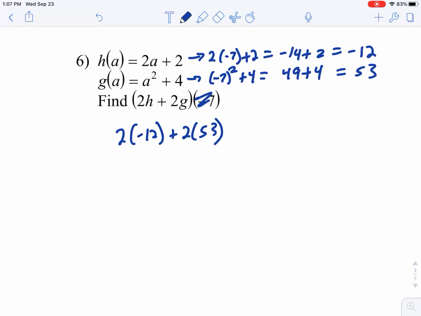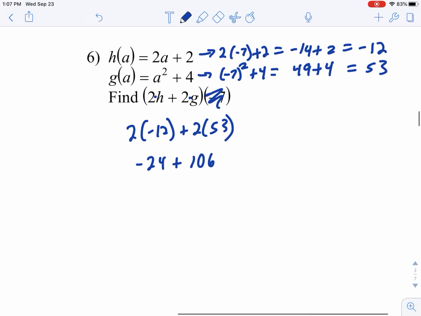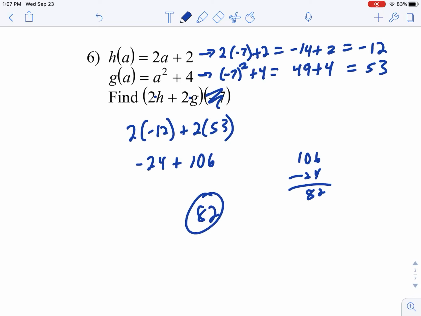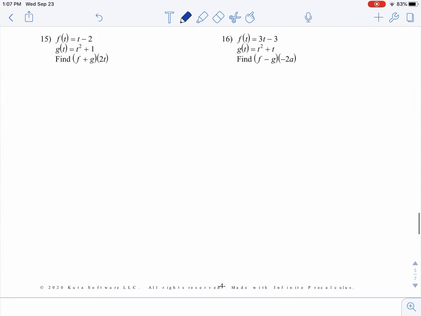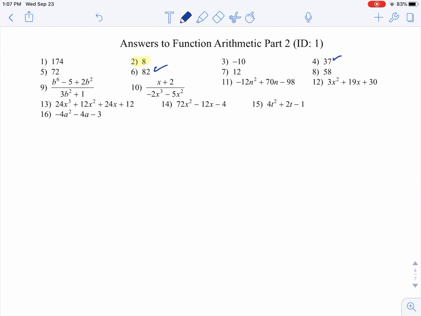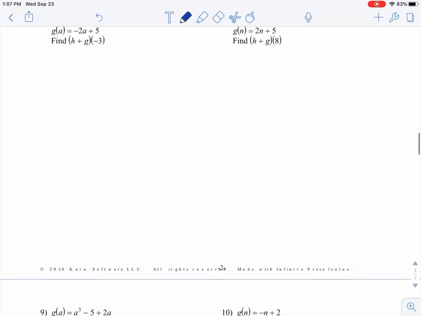I plugged in the 7, that's done. Now I'm just doing 2 times, and then plus. So what do I come up with? -24 here. 53 times 2 is 106. -24 plus 106. That's 106 minus 24 is 82. Answer to number 6 should be 82. And again, use a calculator if you need to for this busy work. But looks like we're doing well.